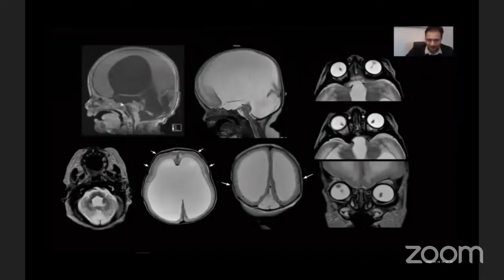Images through the orbits show these linear T2 hypointense tracts which extend from the posterior aspect of the lens all the way up to the fundus, which is suggestive of a PHPV or a persistent hyperplastic primary vitreous.